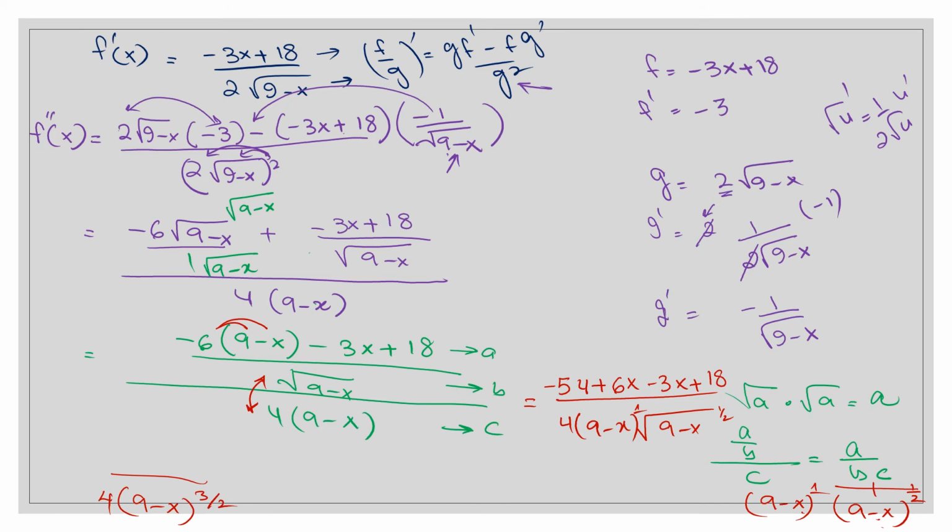Now solve from the top. So 6x minus 3x gives us 3x, and negative 54 plus 18 gives us, I guess, 36 with the negative sign. So 3x minus 36. Now this is our second derivative. Now in the next slide, we are going to see how we can find out the inflection points from this equation. So let's check how we can find out.